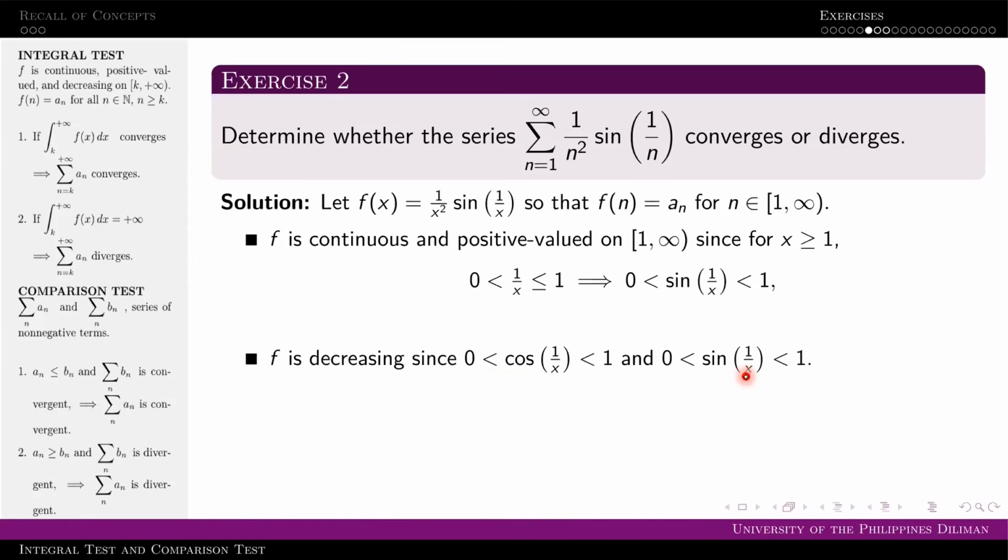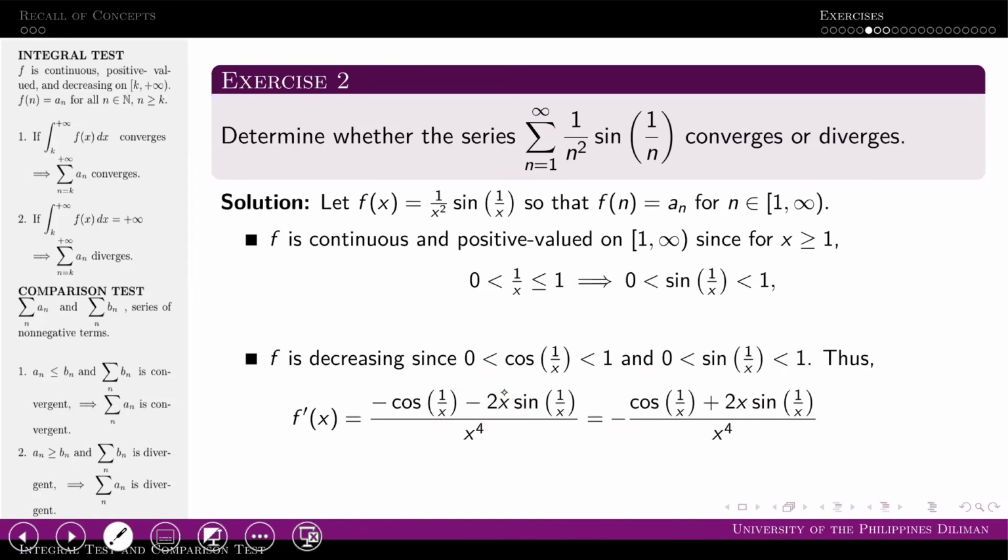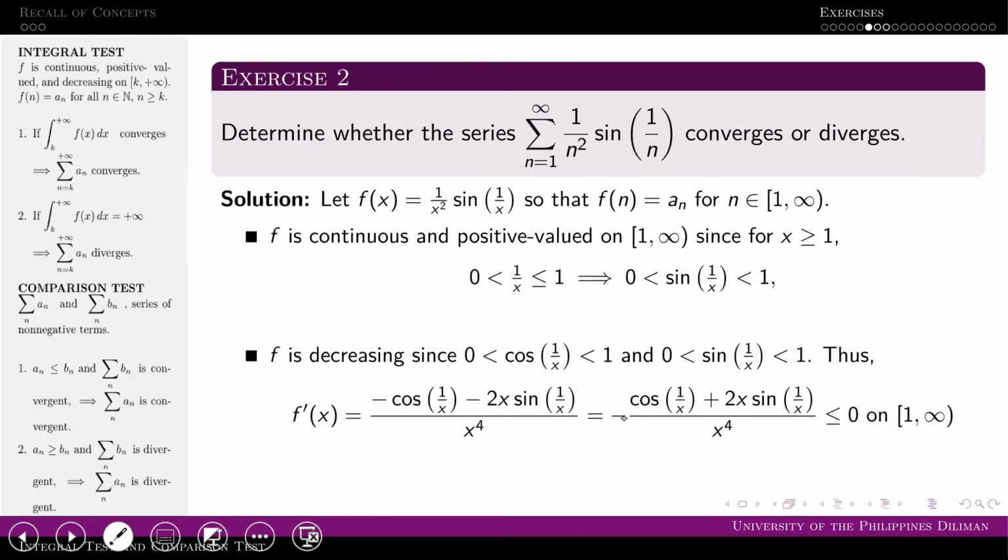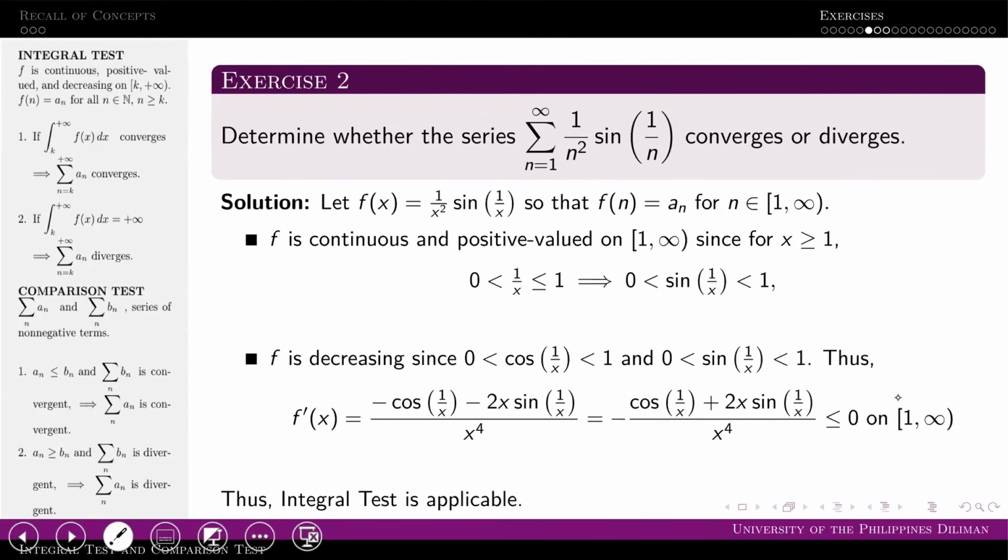And if we take the derivative of f, we will arrive at this equation. Tapos kapag finactor out natin, we will just be left with cosine 1 over x, which we know to be positive, plus 2x sine 1 over x, and this is also positive. X to the 4 will also be positive. So this entire equation would be positive on 1 to infinity. So we're taking the negative of that. We're ensured that this is less than or equal to 0 on our interval. Hence, integral test could be applied.